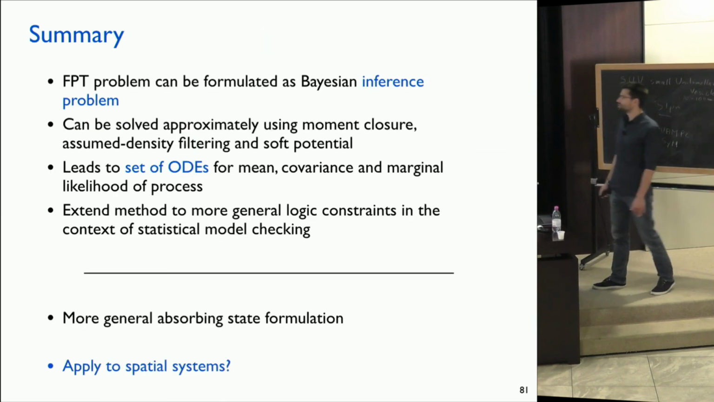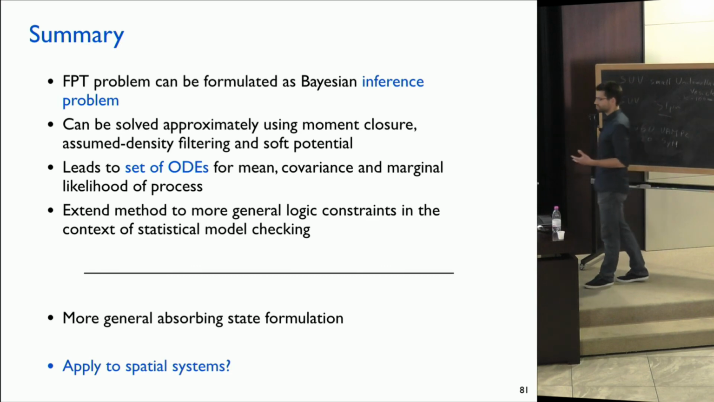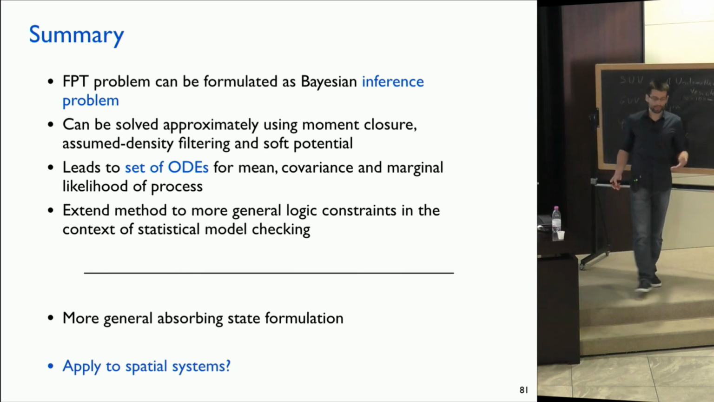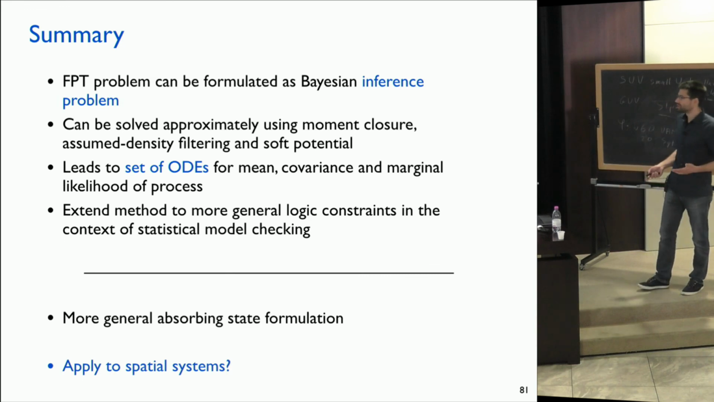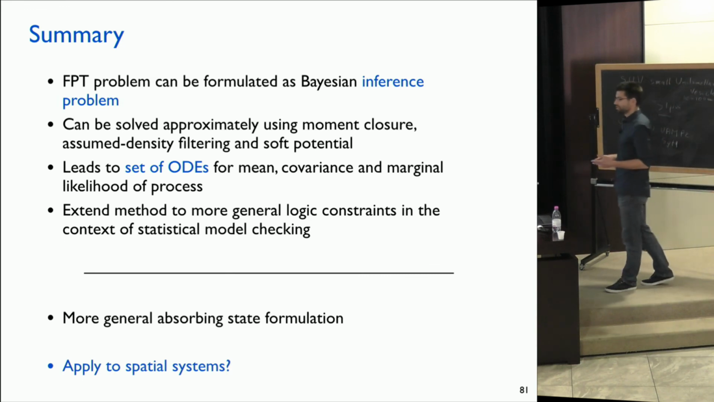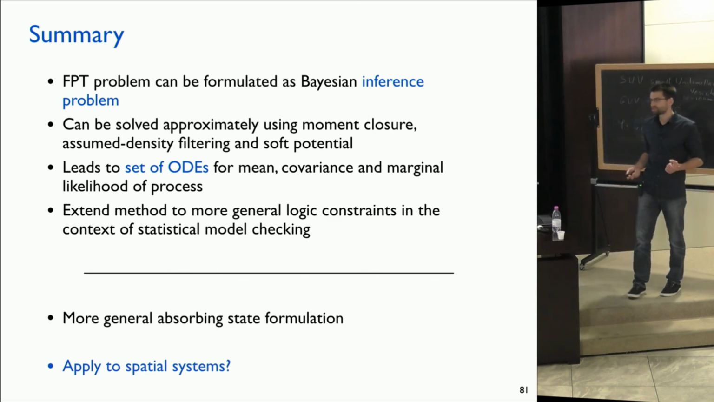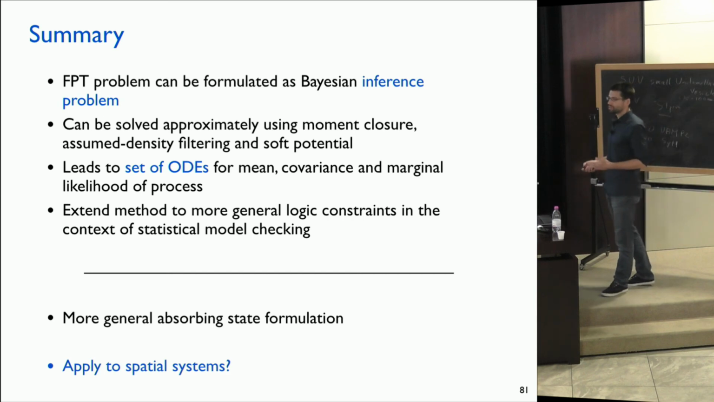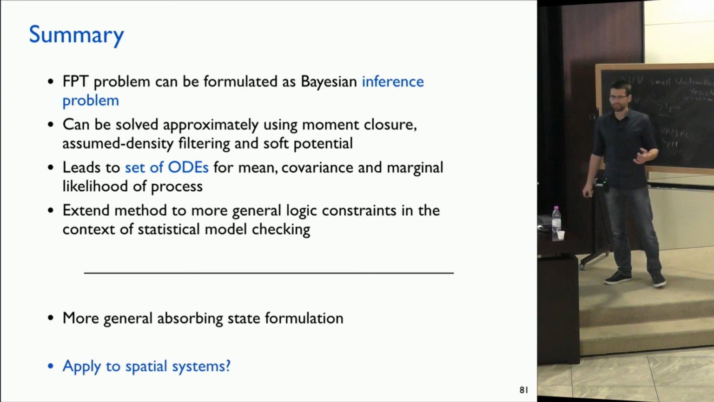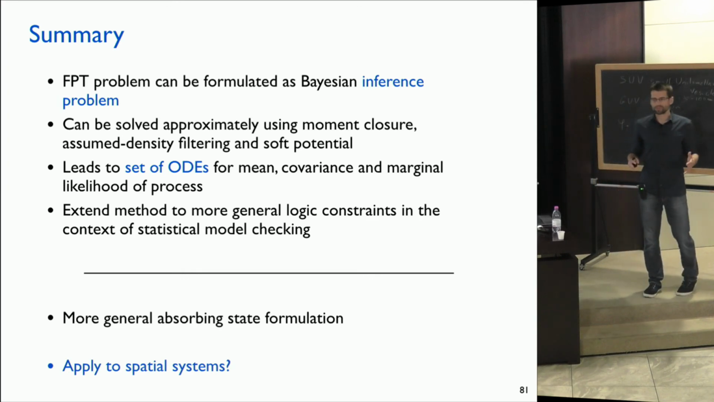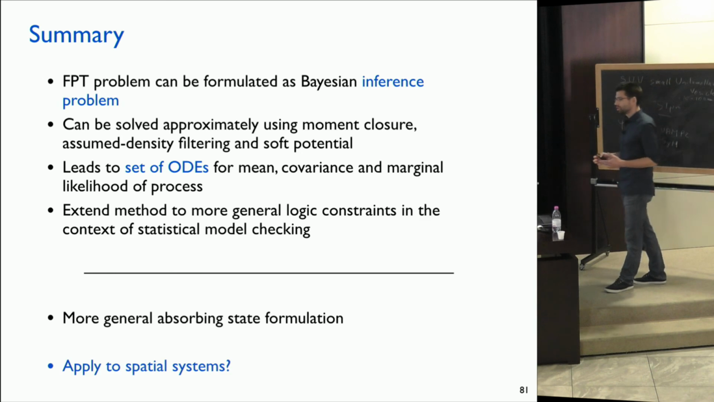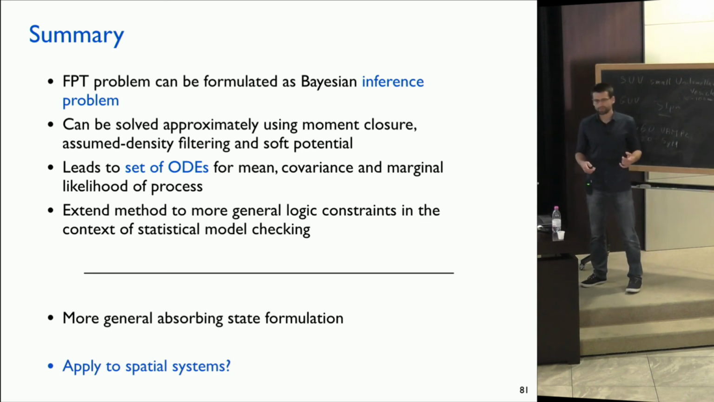Okay, let me quickly summarize. We've seen that the problem of computing first passage times can be formulated as a Bayesian inference problem. And this allowed us to use some approximation methods to arrive at a closed set of ordinary differential equations for the first passage time distribution of the process. And we were also able to extend it to more general logic constraints and properties. At the moment we're working on a more general absorbing state formulation, which does not rely on discretization of time and which will hopefully allow us to derive more general and better approximations.